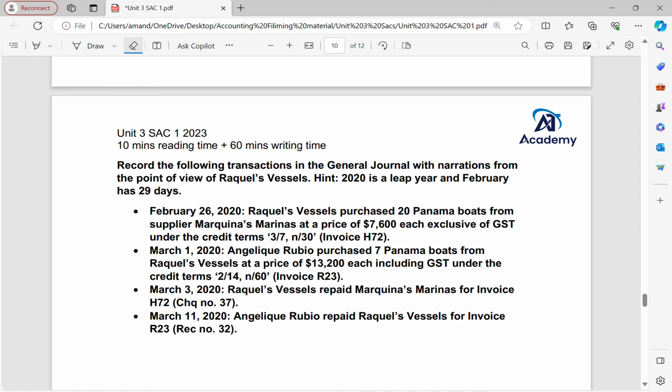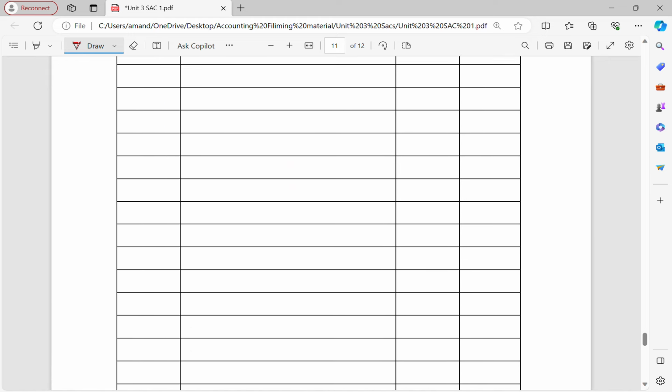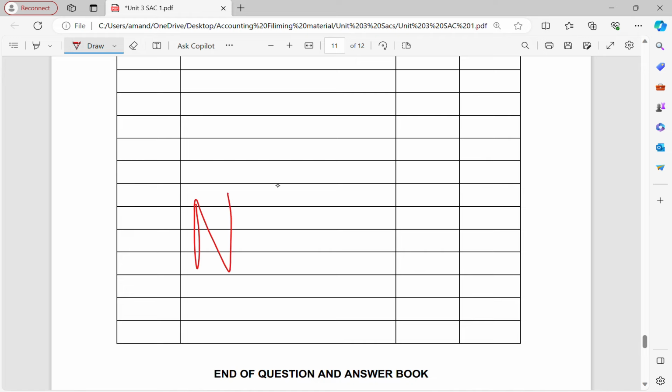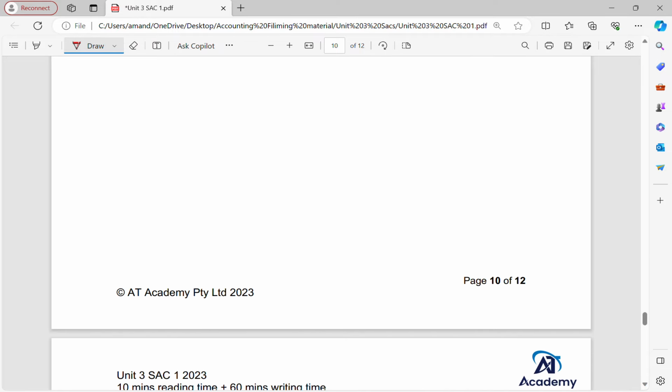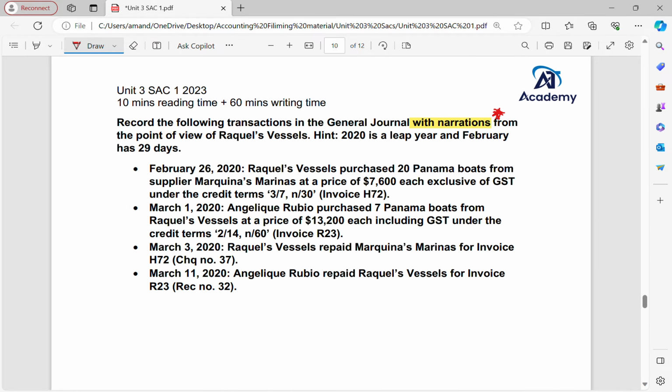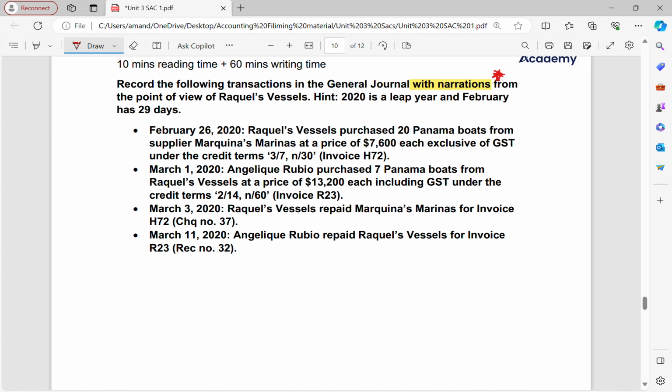Okay. Record the following transaction in the general journal with narrations. I see you trying to trick me here. Like I said, always narrations, asterisk it so you know. In fact, what I like to do is, so I don't forget, I just write narrations in massive letters here so I remember when I'm doing the question, because I'm going to have to use this.